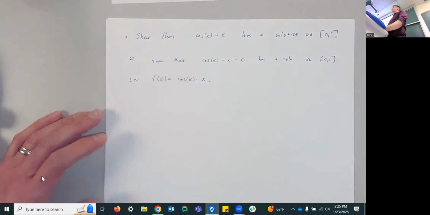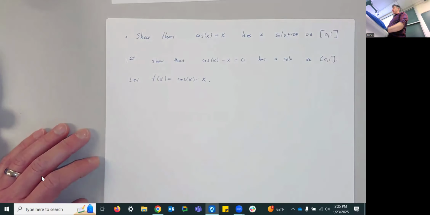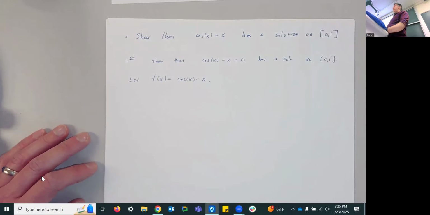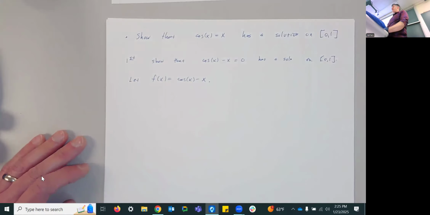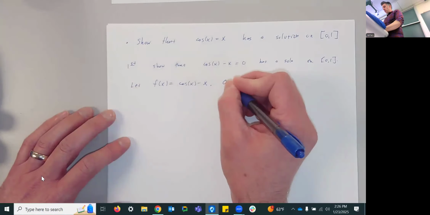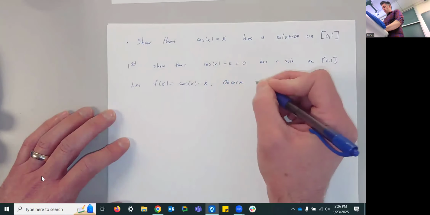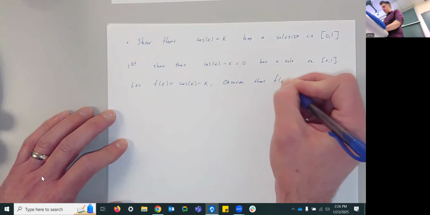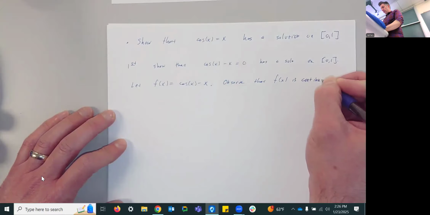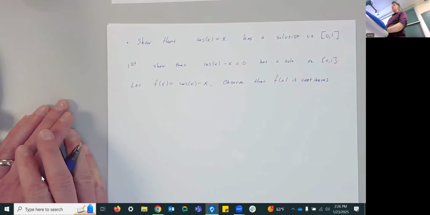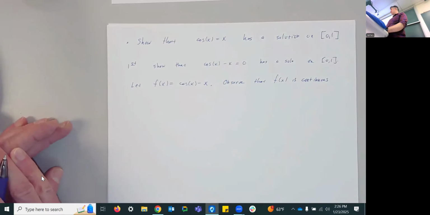I do think it's important to say that you know that the thing you're dealing with is continuous. Cosine is continuous everywhere. X is continuous everywhere. Their difference is continuous everywhere. But really, you can just write it down. You can say observe or note that f of x is continuous. We actually only care that it's continuous on the given interval. Although it's fine to say it's continuous everywhere if it is.